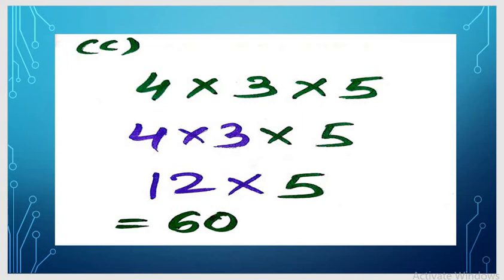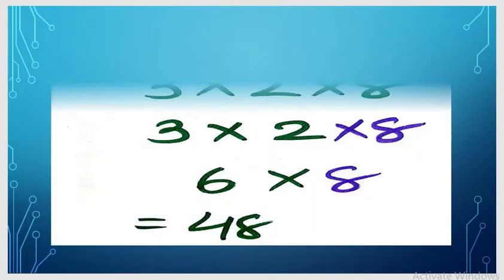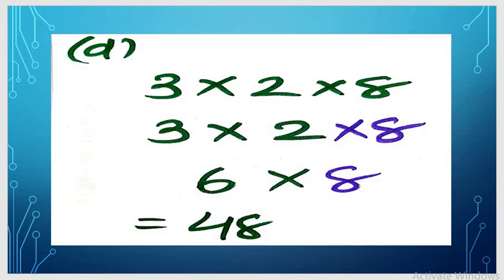Question number D. I hope you all understood questions 1 to C. Now we move on to question number D. So what is question number D? Question number D is 3 multiplied by 2 multiplied by 8.